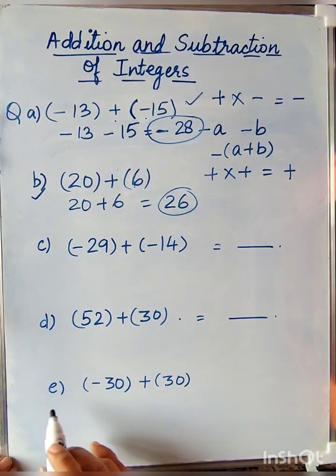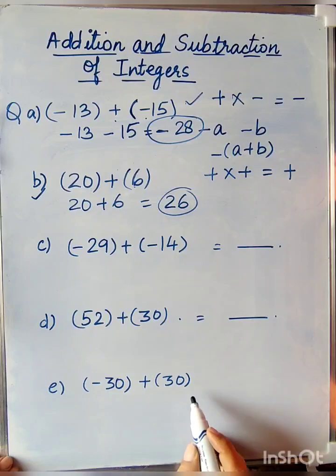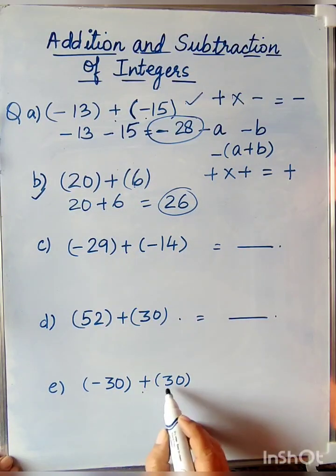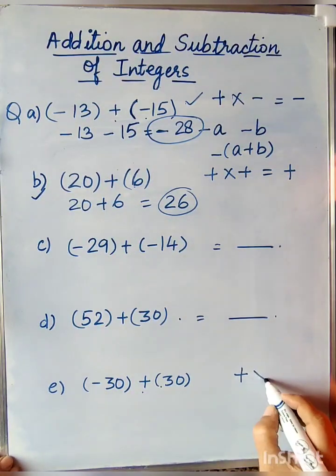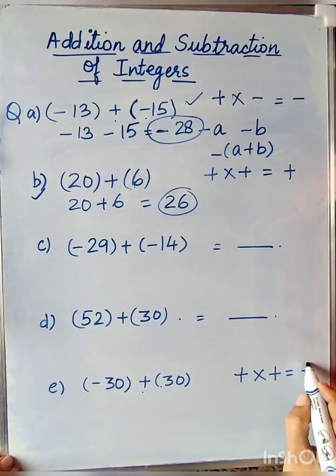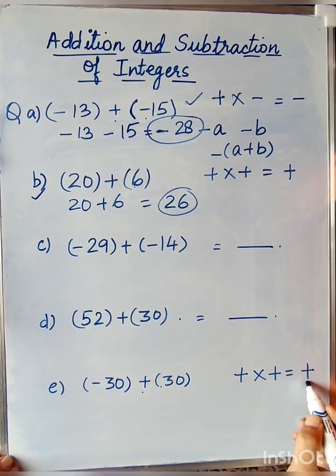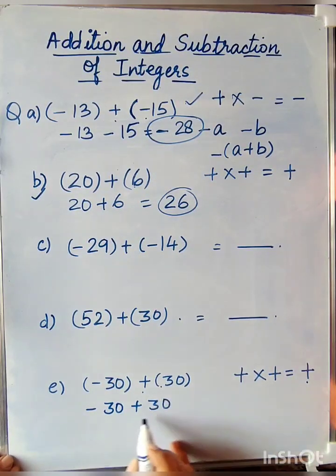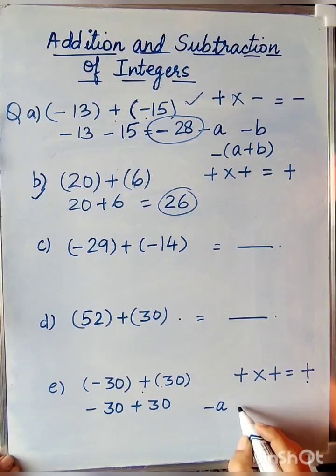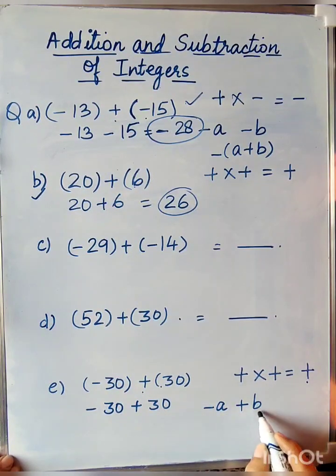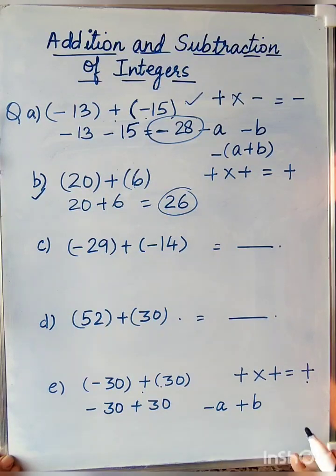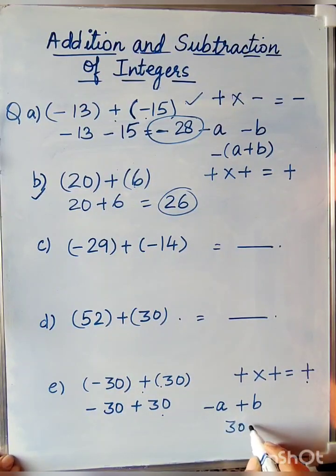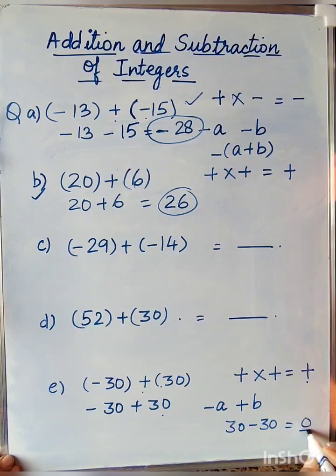Now we come to the E part, that is given to you: minus 30 plus 30. So plus and plus, the first rule, the rule of multiplication, plus into plus gives you plus, same sign gives you positive. Therefore plus 30, that means we are adding plus 30 to minus 30. Now this is minus a added to plus b. We have different signs, so we will subtract these integers, and we will put the sign of the number that is greater. But here on finding the difference, you get the difference as 0.